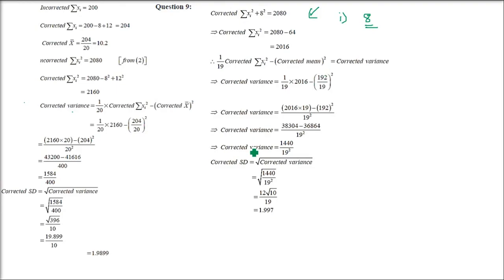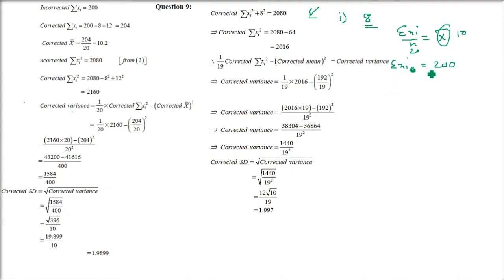So what we will do here, corrected mean is what? We know that sigma xi by n is x bar, this is mean. So we have already this 200, sigma xi. Corrected, how do you do? In the previous part we subtracted 8 and added 12. But here, this sigma xi has come from mean into n only, that is 10 into 20, if you remember. So 200 was the actual one.